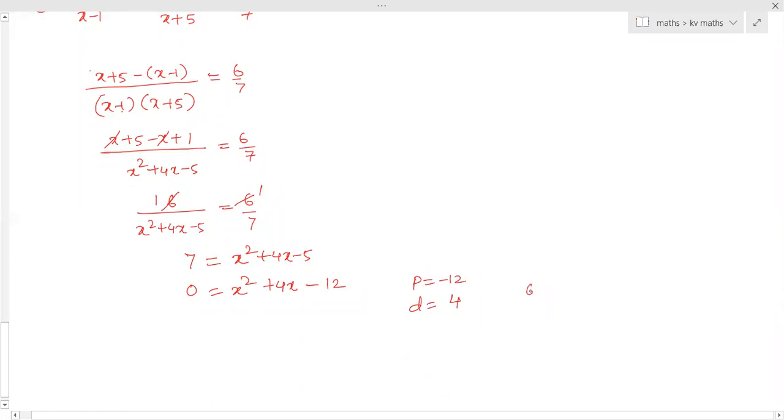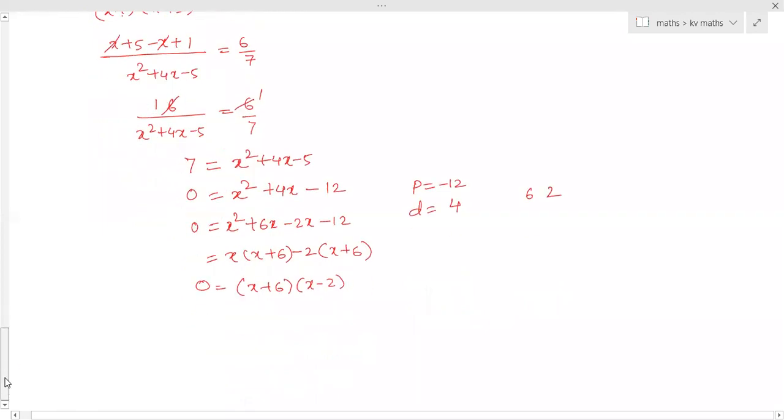6 and 2. So the larger number should have the middle term sign, that is plus. So x square plus 6x minus 2x minus 12 is equal to 0. x into bracket x plus 6, minus 2 into bracket x plus 6. So (x plus 6) into (x minus 2) is equal to 0. So x is equal to minus 6 or x is equal to 2. Is it clear? Yes, ma'am.